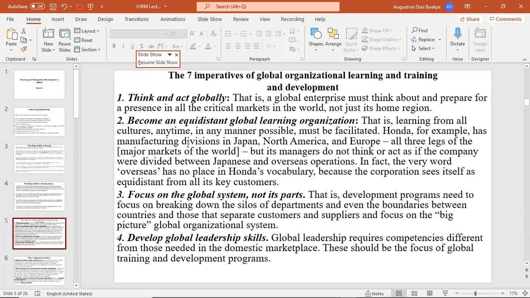So they are trying to say that even though Honda's parent company is located, or the headquarters is located, in Japan, and they have subsidiaries in Japan, North America, and Europe, they treat each of these subsidiaries just as they would approach the Japanese one.